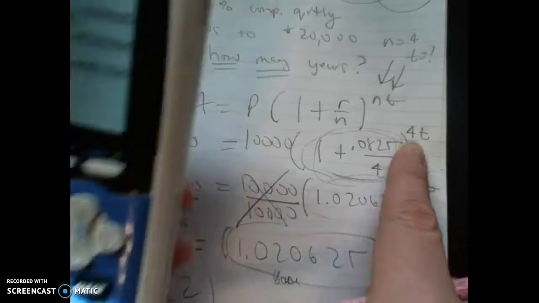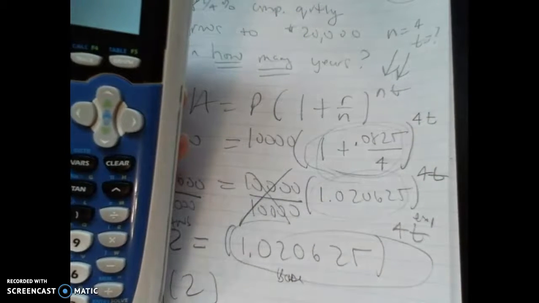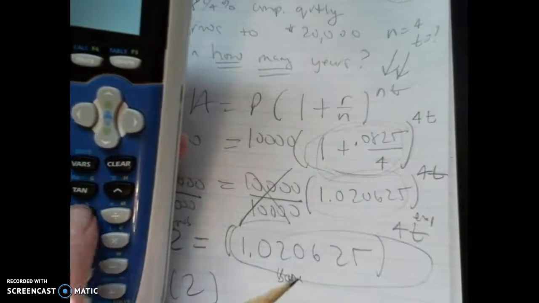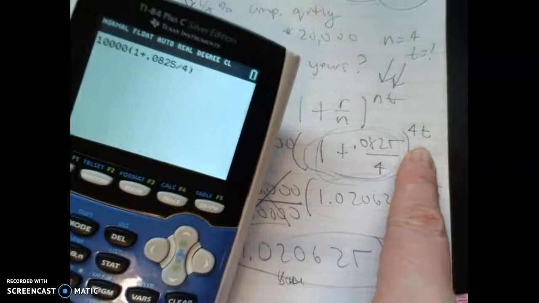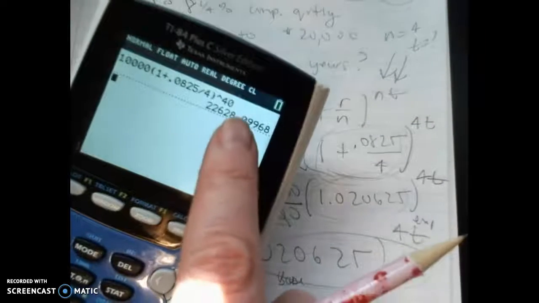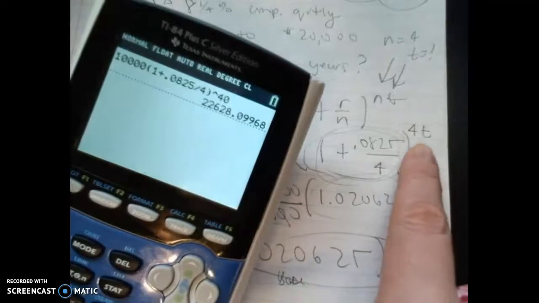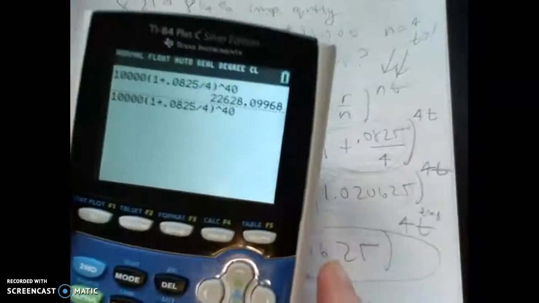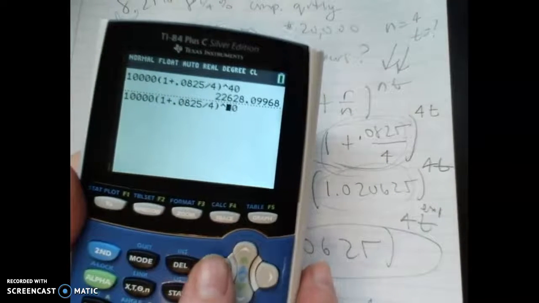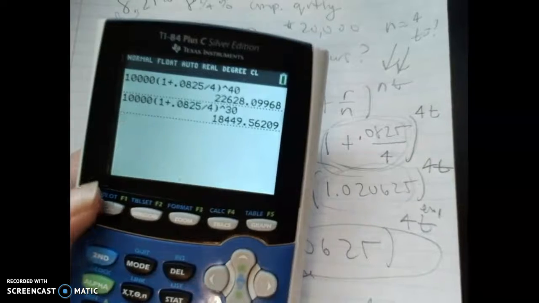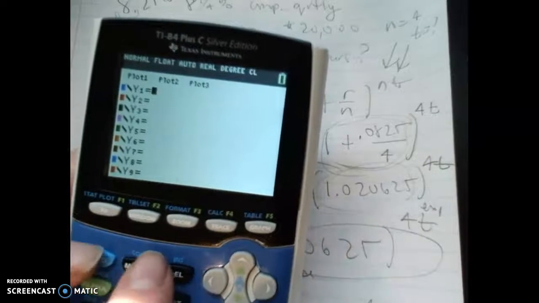Just guess and test. Up here, just do 10,000 times parentheses 1 plus 0.0825 divided by 4, and then guess, you know, 10 years, so that would be 40. Do you see how 40 is too high? So 10 years is too high. On my calculator, I can do second entry and then just edit this. So what about 30 years? That's too low.